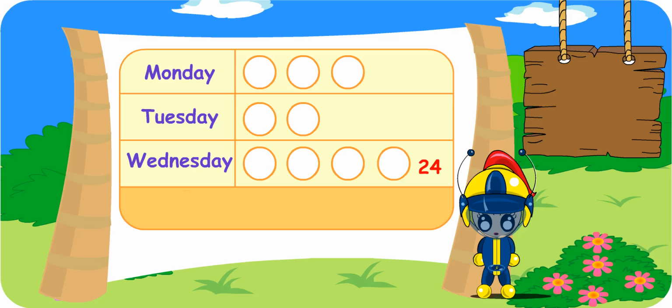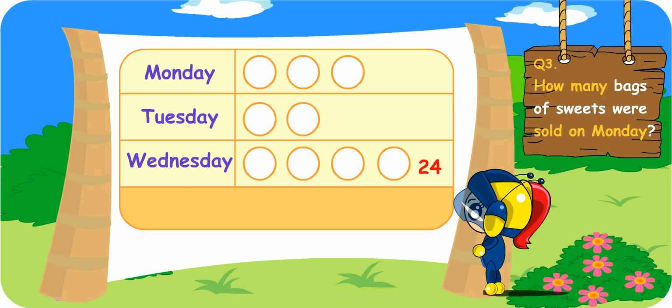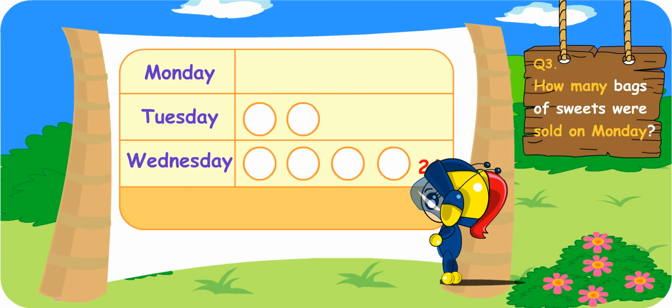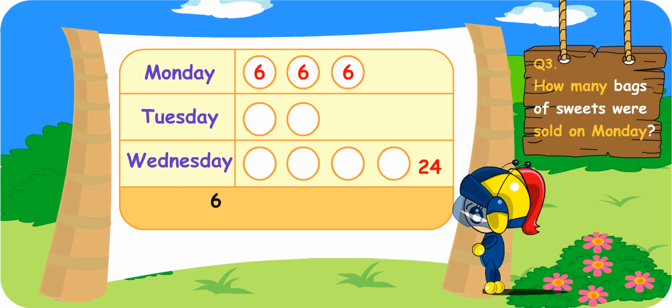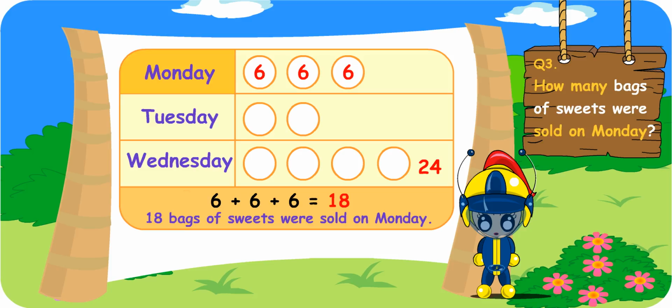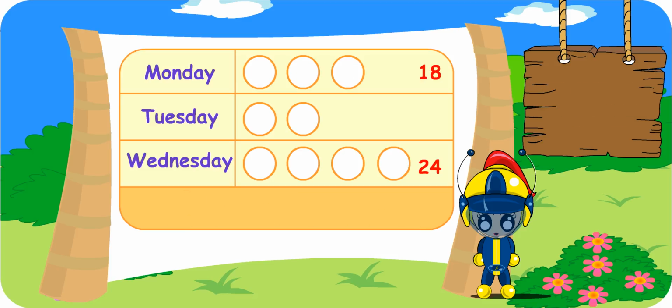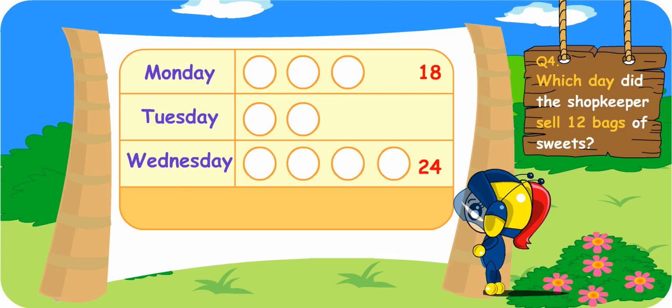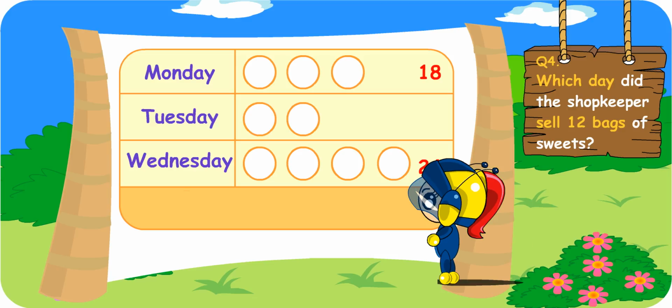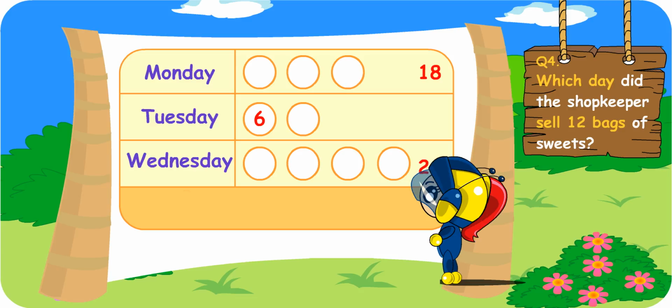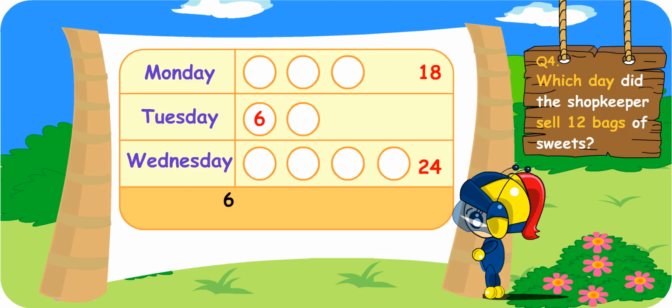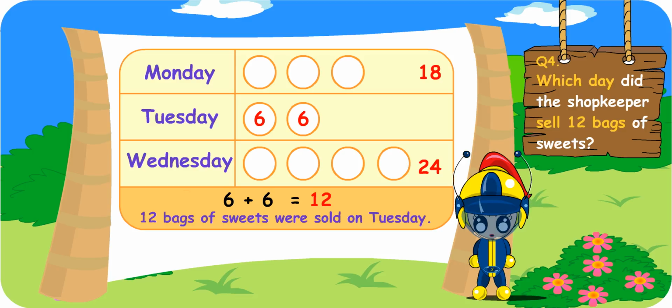Well done! How many bags of sweets were sold on Monday? There are 3 circles in Monday's row. 6 plus 6 plus 6 equals 18. 18 bags of sweets were sold on Monday. On which day did the shopkeeper sell 12 bags of sweets? There are 2 circles in Tuesday's row. 1 circle stands for 6 bags. Therefore, 2 circles stand for 12 bags. Thus, the answer is Tuesday.